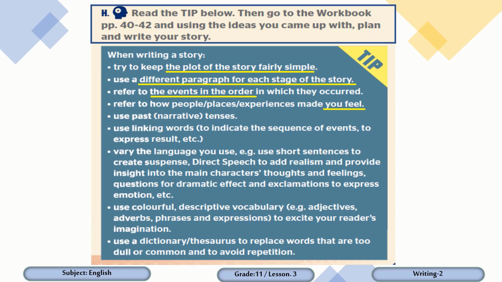You should write about your feelings towards people, places, and experiences. As your story happened and finished, you should narrate your story using past tenses. You should also use linking words as they help to indicate the sequence of events and to express result and many other things. You should vary your language: use short sentences to create suspense, use direct speech, use questions for dramatic effect, and exclamations in order to express emotion.